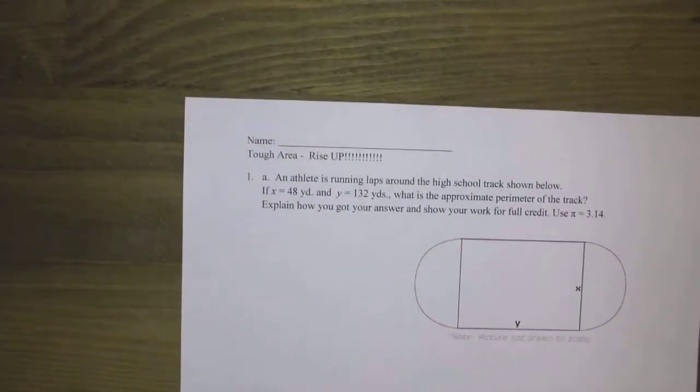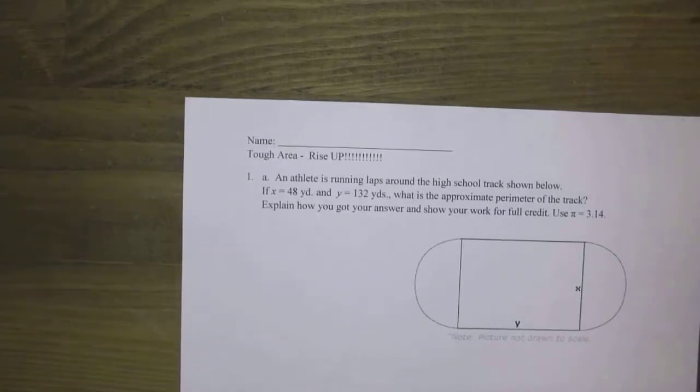Welcome to the Tough Area Rise Up sheet. This one is a little bit of a step up from when you were in elementary and middle school when you did basic area or perimeter. 1A, an athlete is running laps around the high school track shown below.